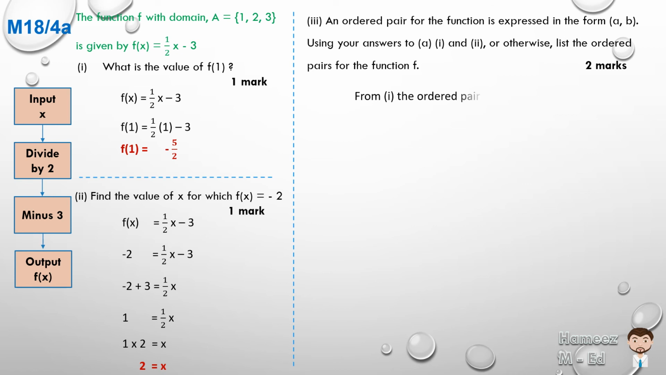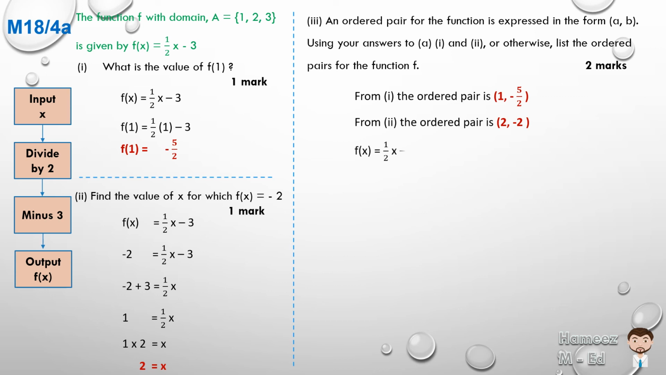So from part 1, we know the ordered pair. The x value was 1 and the y value is minus 5 on 2. So that's the ordered pair. From part 2, we also know the ordered pair because x worked out to be 2 and f of x, or the y value, worked out to be minus 2. And we just need to work out for the third one, when x is 3.